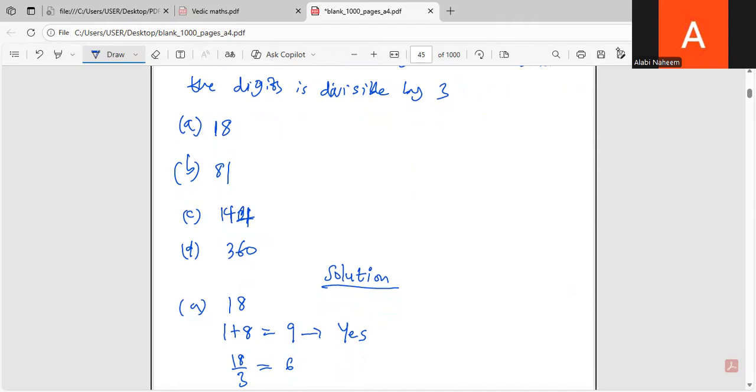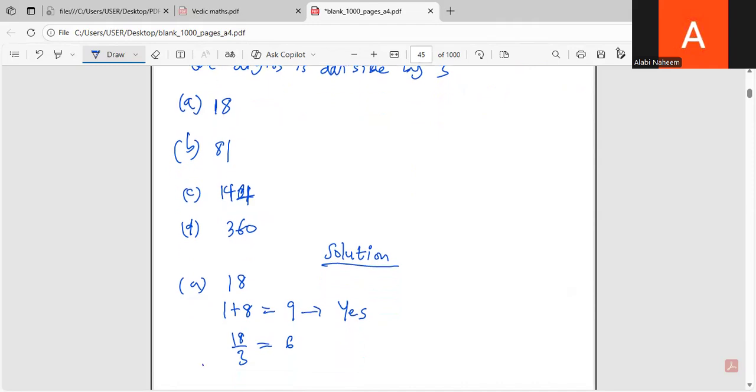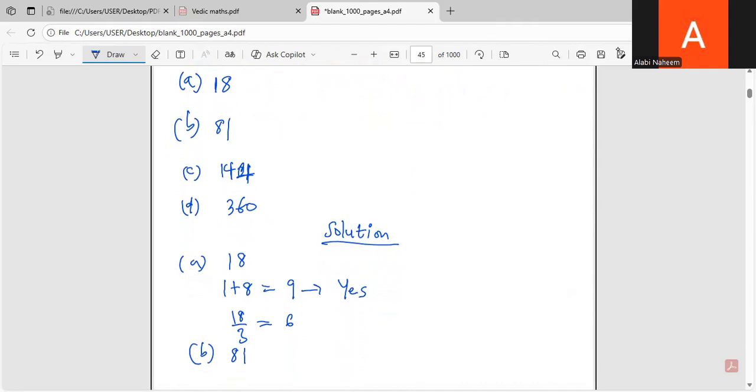So we are right. The second one is B, 81. Is it divisible by 3? Let's add up its digits.